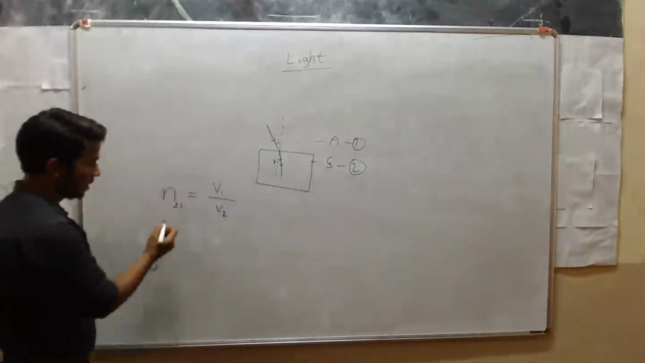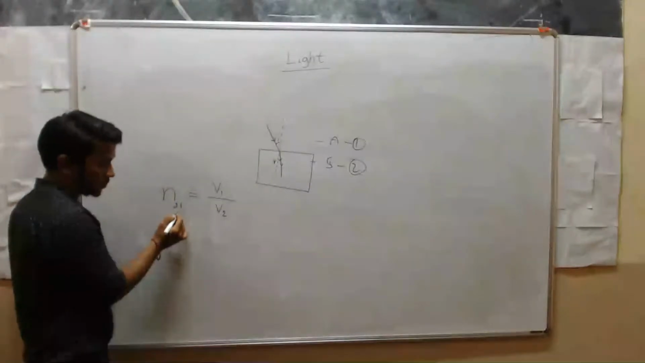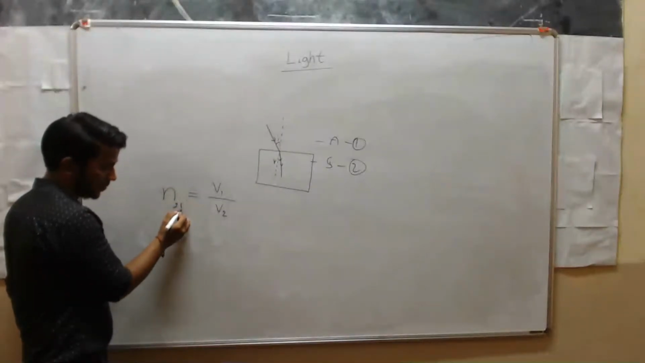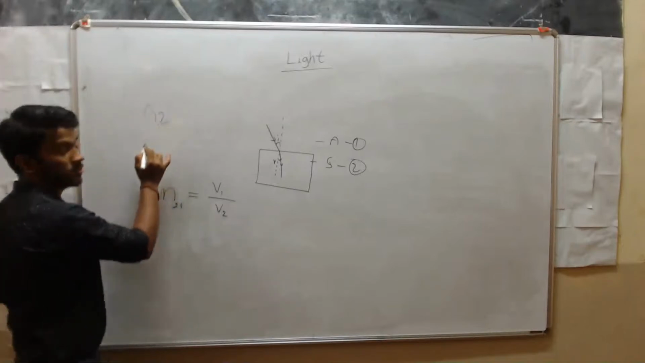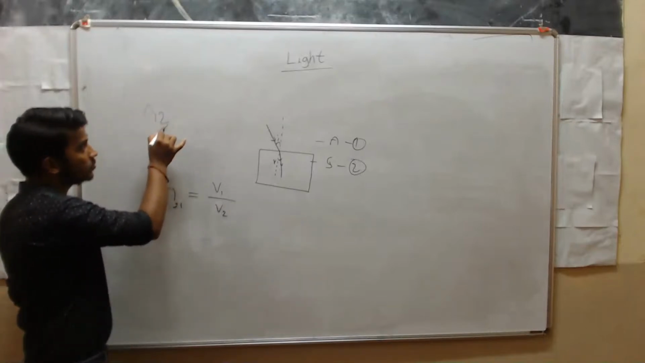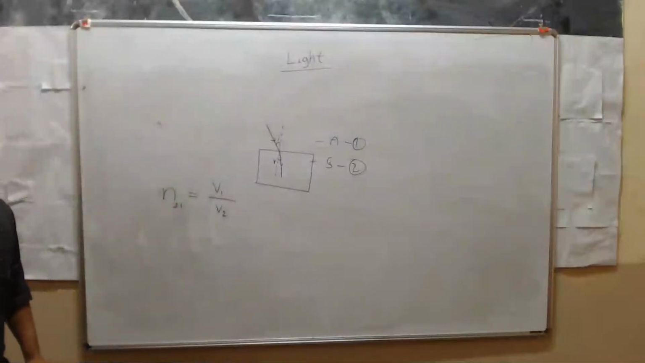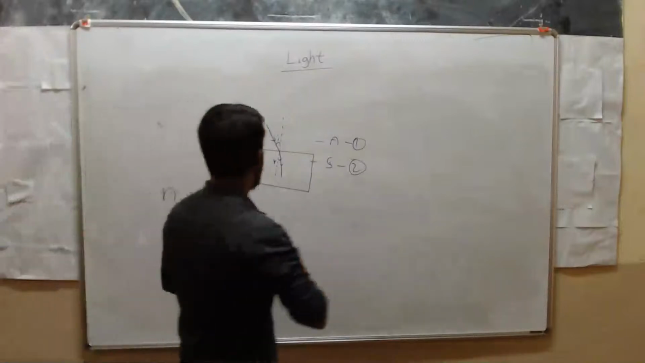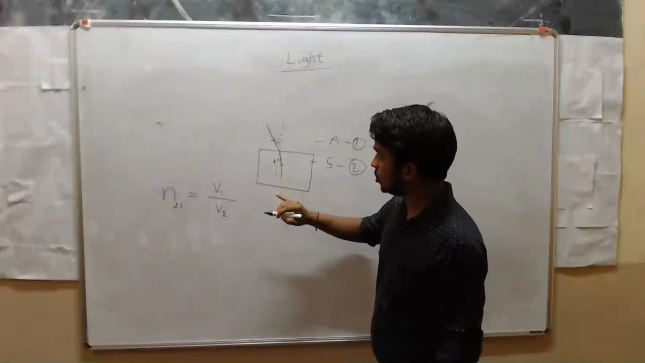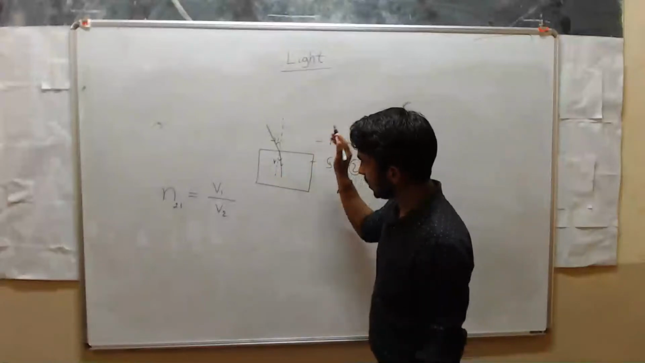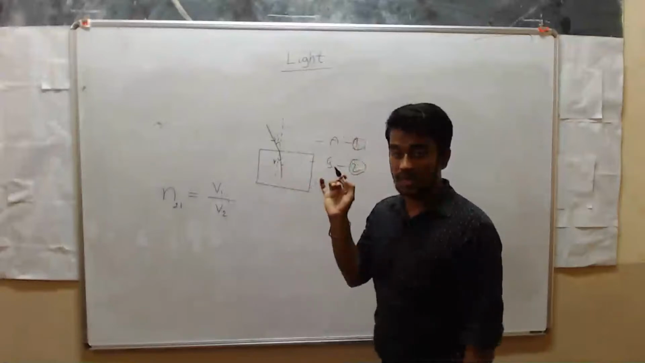Okay. So now here if you write like this n21, it means a ray of light traveling from medium 1 to 2. Then if you write like this n12, it means a ray of light traveling from medium 2 to 1. Okay. So here n means refractive index of the second medium. Here a ray of light is traveling from medium 1 to 2, right? If you take the ratio of speed of light in medium 1 divided by speed of light in medium 2, then you will get the refractive index value.